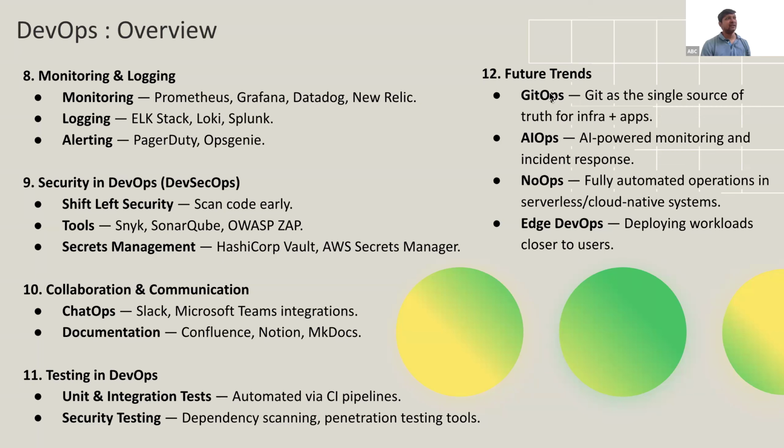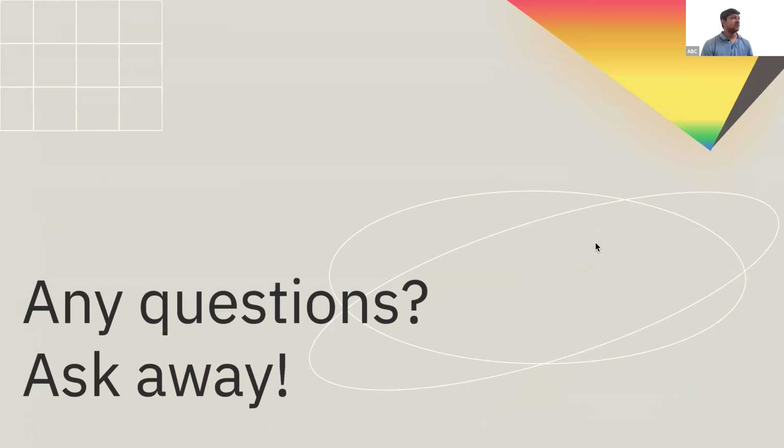So future trends in this are GitOps, Git as a single source of truth for infrastructure and applications; AIOps, AI-powered monitoring and incident management; NoOps, fully automated operations; serverless, everything serverless; and edge DevOps, as I said, closer to the users or the scenario where the application is getting used. So, any questions?